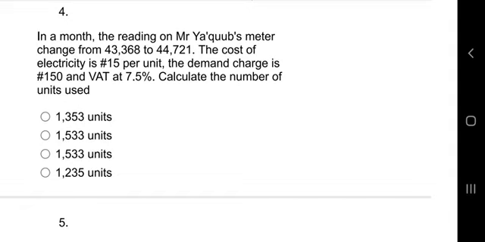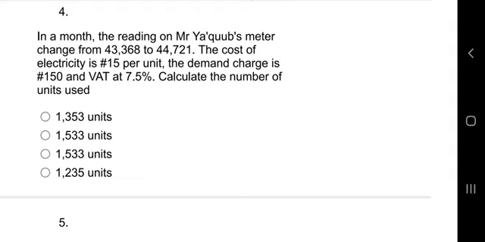All right, question number 4. In a month, the reading on Mr. Yakub's meter changed from 43,368 to 44,728. The cost of electricity is 15 naira per unit. The demand charge is 150 naira and VAT at 7.5%. Calculate the number of units used. So this one is asking you to calculate how many units used.